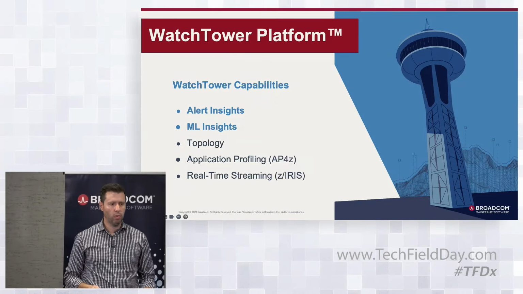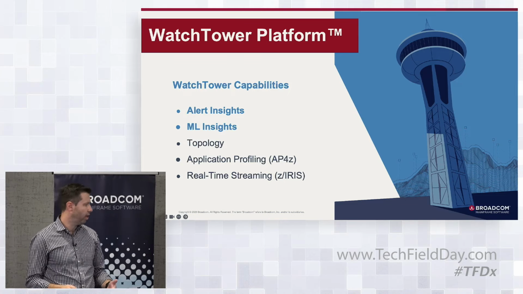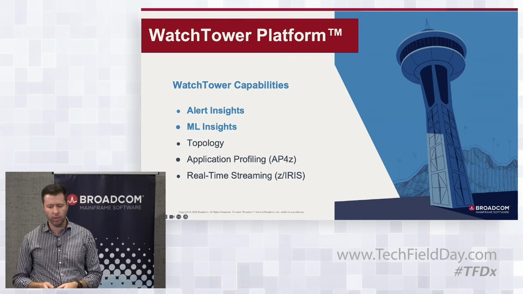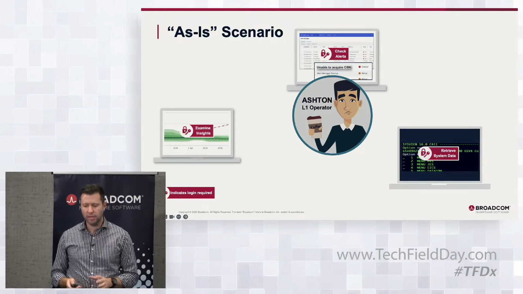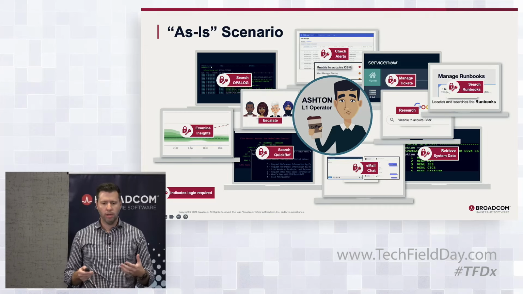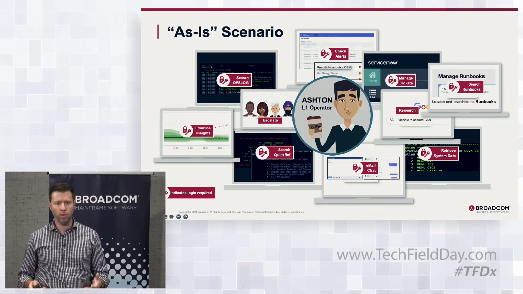As I mentioned, we will be focusing on alerting sites and machine learning sites. However, we have other capabilities that are also part of the platform, such as topology, filing, and the real-time streaming ZRs. So let's start this conversation talking about personas. The first persona that we'd like to discuss is Ashton, the level 1 operator.